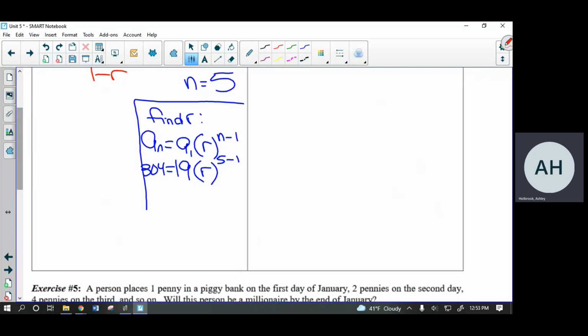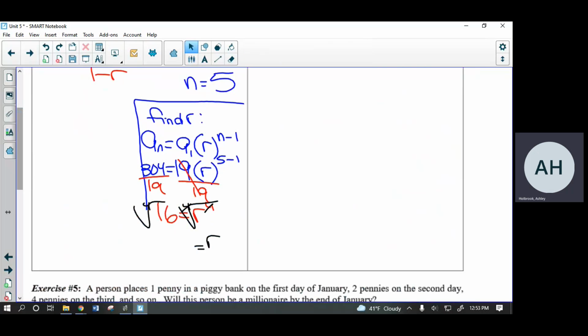Now, just like I did with logs, even though I'm not using logs, I still have to divide by that 19 to start. So 304 divided by 19 is 16. And that's just going to equal R to the 4th. 5 minus 1 is 4. What's the opposite of raising something to the 4th? Quadruple rooted. You have to take the 4th root of both sides. This 4 and this 4 will cancel each other out.